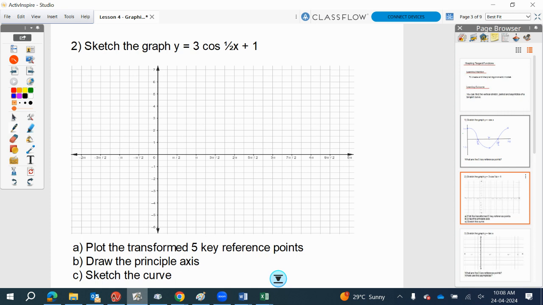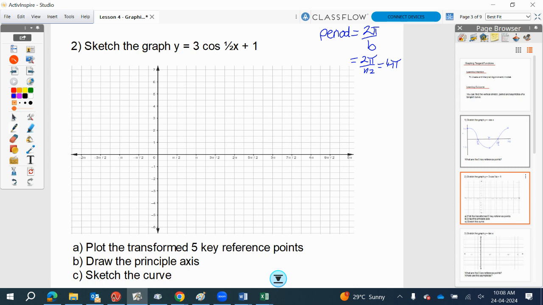We're struggling a little bit with a horizontal stretch or compress. This one is a horizontal stretch of 2. So the period is going to become 4 pi. If you're not certain of it, you've always got the formula where the period is equal to 2 pi over b. So we've got 2 pi over a half, which is 4 pi. The period is 4 pi. This might need a little bit of calculation.